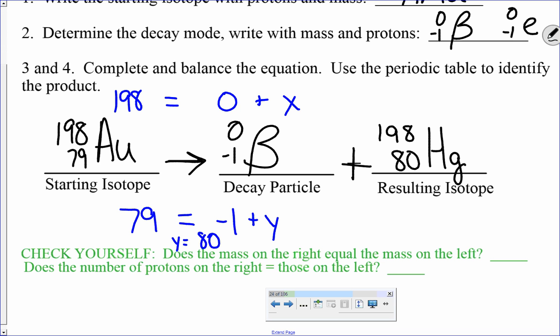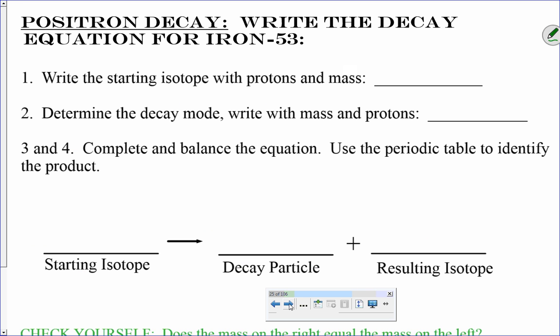So our gold actually decayed into mercury, which is bad news because mercury is a liquid, and bad news because it's poisonous. So let's check and make sure that everything added up correctly. 198 equals 0 plus 198. Check. 79 equals negative 1 plus 80. 80 minus 1 is 79. They check.